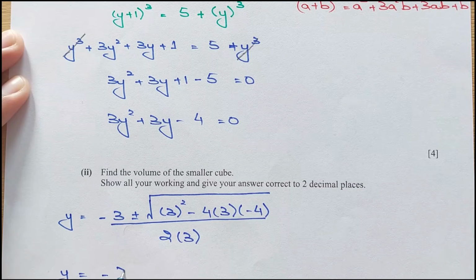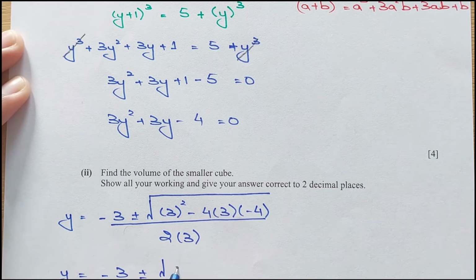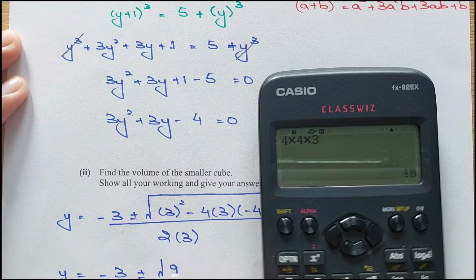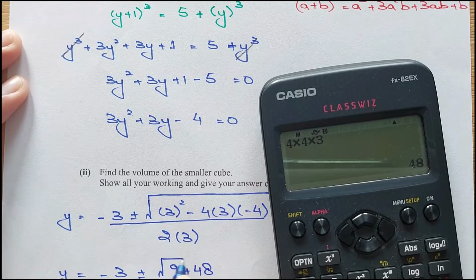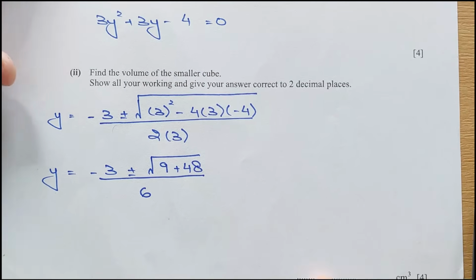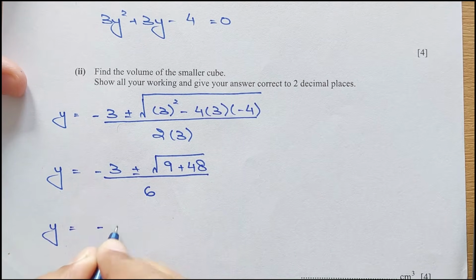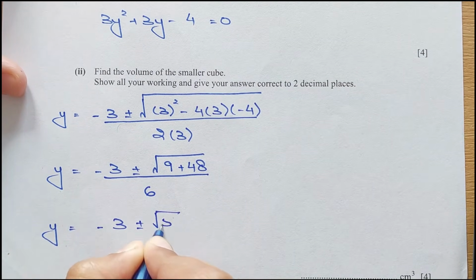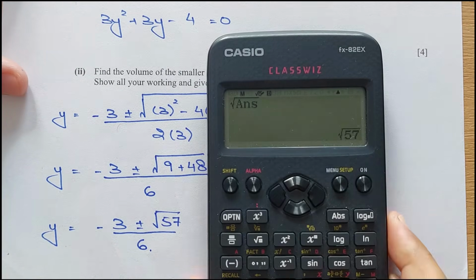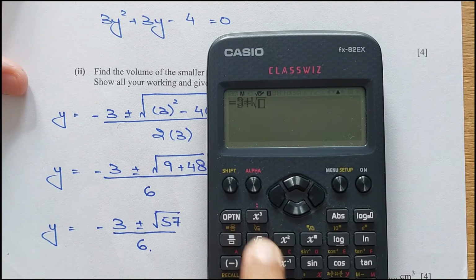So y is equal to minus 3 plus minus square root. 3 square is 9, and negative times negative is positive. 4 times 4 times 3, this is 48, divided by 2 times 3 is 6. 48 plus 9, this is 57, and square root of 57, keep it as it is, right? So y equals minus 3 plus minus square root of 57 divided by 6. Now we need to pick the positive value because y is a dimension that can never be negative. Now let me simplify. Minus 3 plus square root of 57 divided by 6.